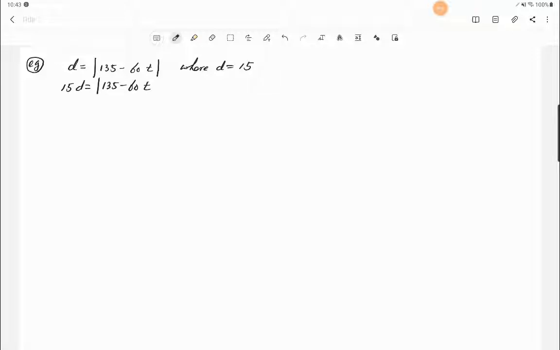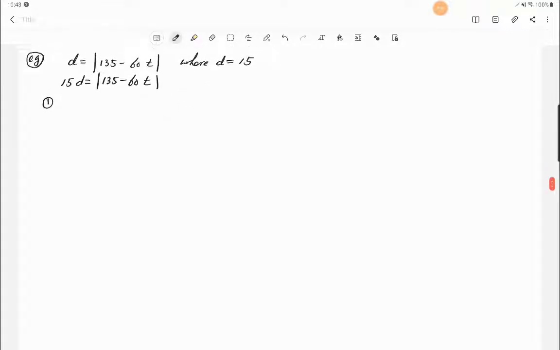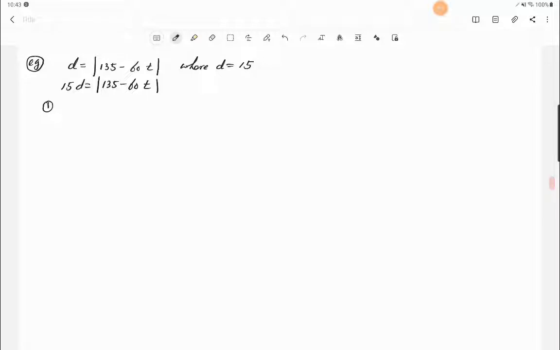Since this is an absolute value equation, we can write two equations, right? The first equation is to remove the absolute value symbol, because the expression inside the absolute value symbol is 135 minus 60t. Let's say this expression is positive. So if this is positive, then we can just remove the absolute value symbol. Then the second equation is if the expression 135 minus 60t is negative, then we have to put the negative sign outside the expression by removing the absolute value symbol.